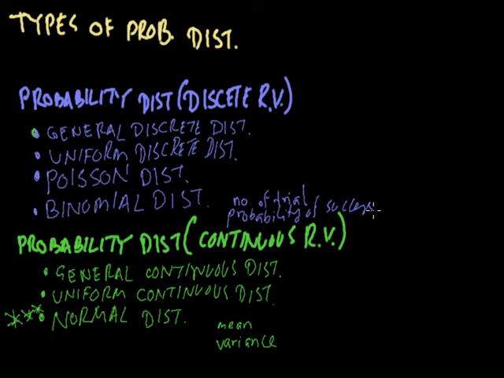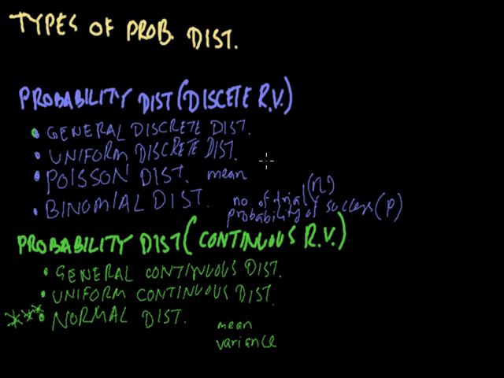So the number of trials is also given by the symbol n, and the probability of success is given by the symbol p. And in case of Poisson, it is also the mean. What is the mean of something happening?